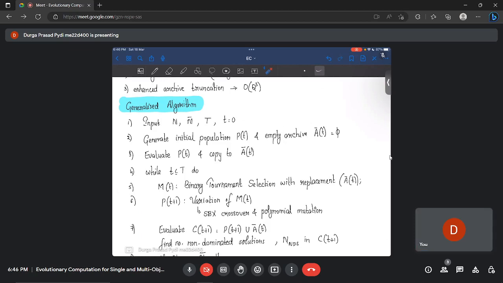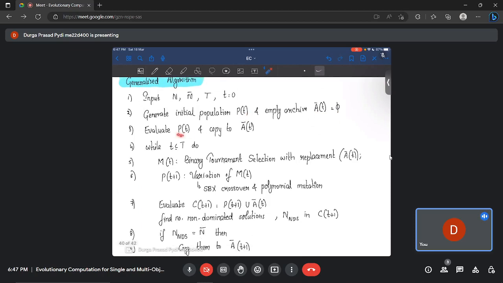Here the inputs are: N is your population size, N bar is the size of the archive, capital T is your maximum number of generations, and small t is the counter for your generations. The first step, once you get all these parameters, is to initialize your population, denoted P of t, and you have an archive which is an empty set. Initially we start with an empty set for the first generation.